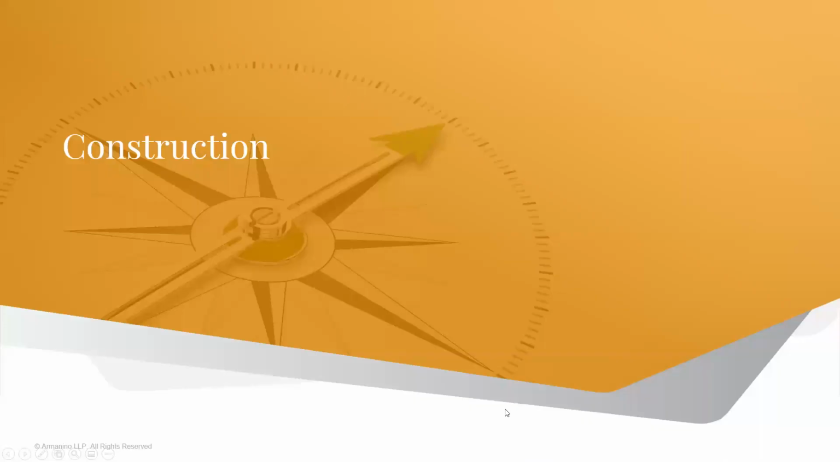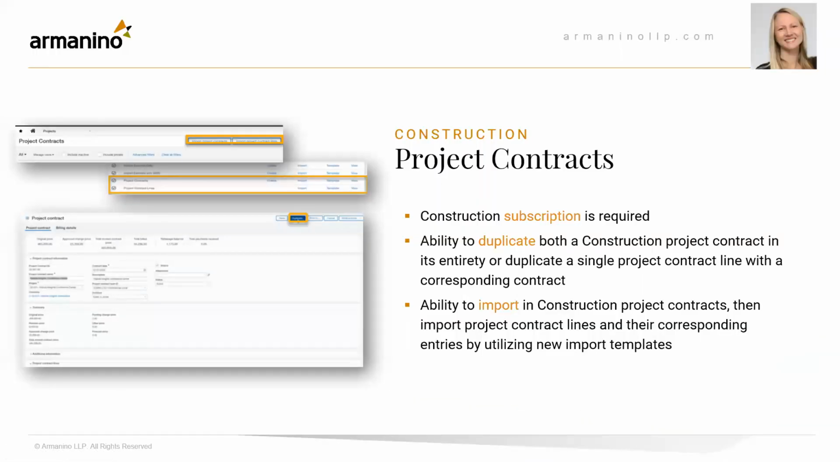Okay. Then we go into construction. So this is around construction contracts. So construction is a required subscription in order to take advantage of this. You will have the ability now to duplicate construction project contracts in their entirety or duplicate a single project contract line. And then you'll have the option to import construction project contracts. So that's including the contract lines and the corresponding entries with the new import template. So here on the left, we're showing where you can import the templates and also how you can duplicate.